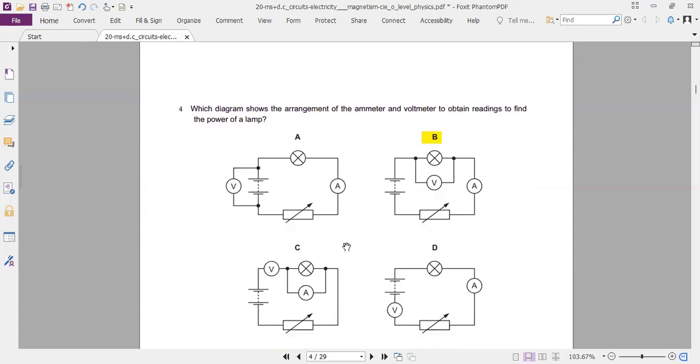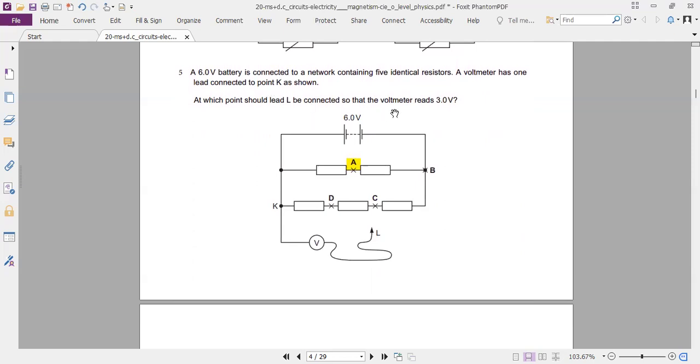So in this question, which circuit is correct? We can't have the voltmeter in series. Voltmeter in series wrong here. Ammeter is correct. Voltmeter is correct, but it is measuring the voltage of the battery. We want the voltage across the light bulb, so we want to connect it here. So B is the correct choice.